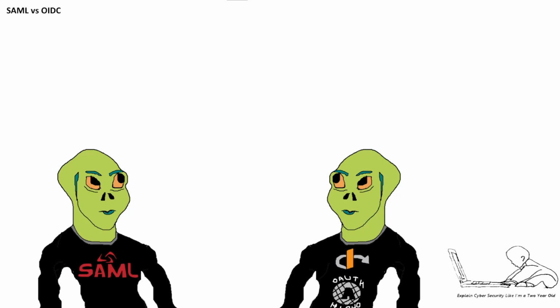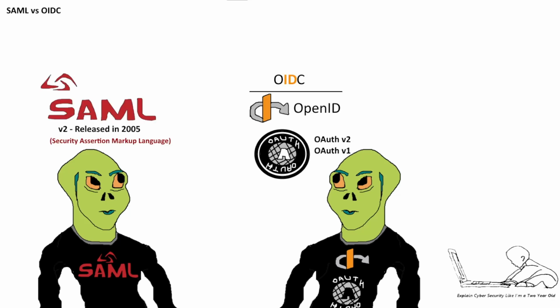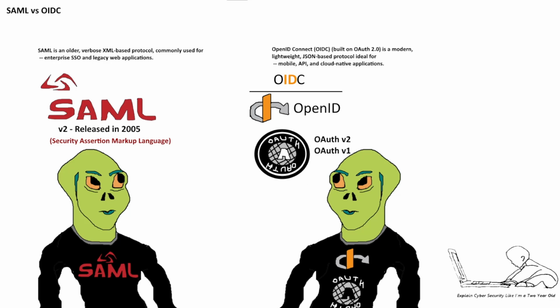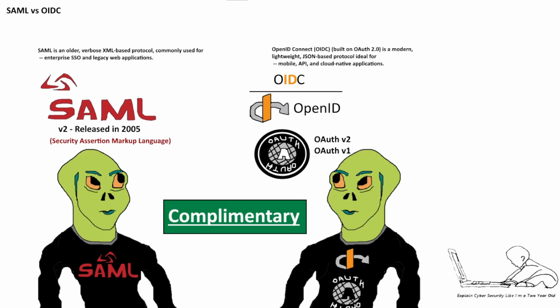Now, to summarize everything we have learned, there are essentially two protocols that existed, being SAML and OpenID-Connect. SAML is the original older protocol and is commonly used for enterprise SSO and legacy web applications, whereas OpenID-Connect, OIDC, is the more modern, lightweight JSON-based protocol, ideal for mobile apps and native cloud applications that we use today. And the key takeaway is that these are complementary, not competing standards and protocols.